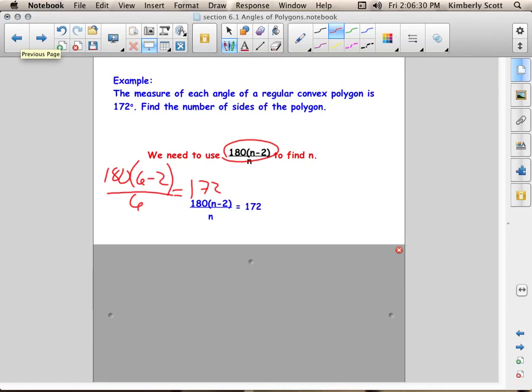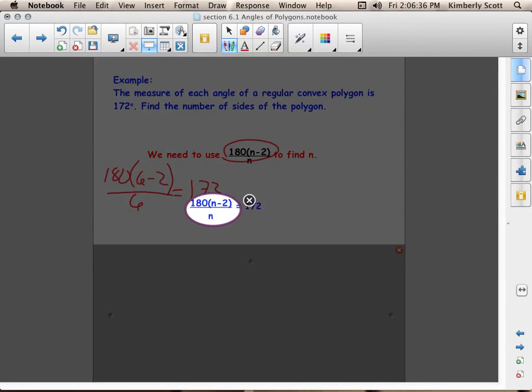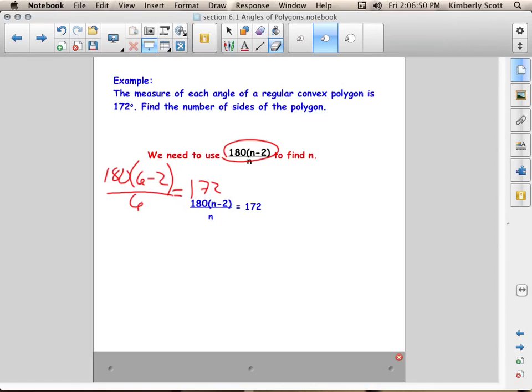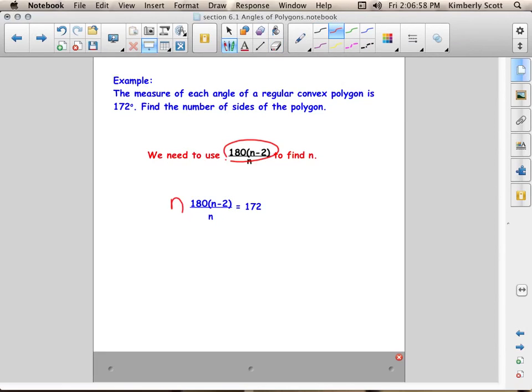180 times n minus 2 divided by n is going to equal 172. And then we can just do some algebra rules. I'll do it on this slide. I think the rest of it is on the other slide, but I'll just do it here. First thing we want to do is erase this. Then I want to multiply both sides by n. What does that do? Well, that crosses those out. So we get 180 times n minus 2 equals 172n.